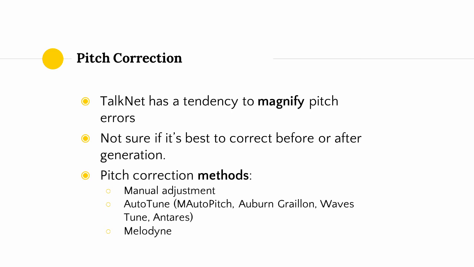form of pitch correction, and this can take the form of manually adjusting the pitch of clips, using some kind of autotune, whether it be with a free plugin like M-Auto-Pitch or Auburn Graillon, or paid alternatives like Waves Tune or Antares Auto-Tune, and of course for those of you who can afford it or acquire it through other means, Melodyne, the standard in pitch correction.